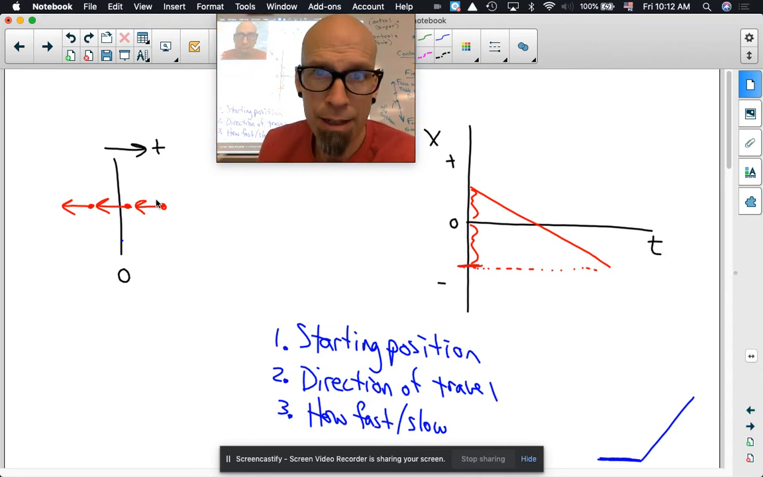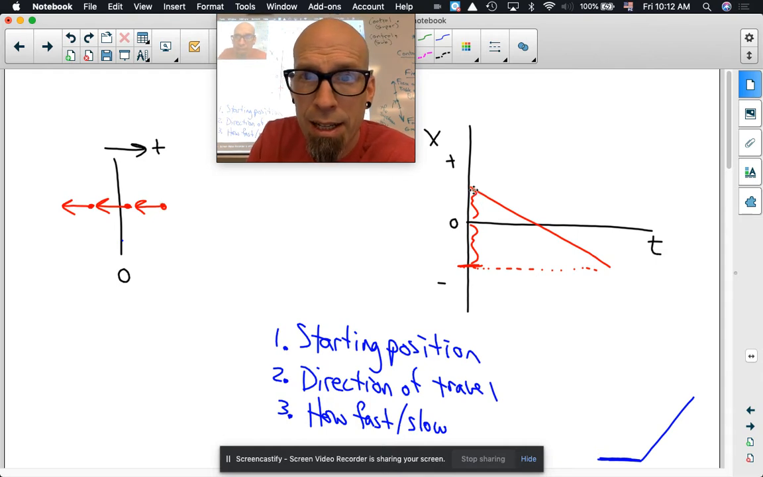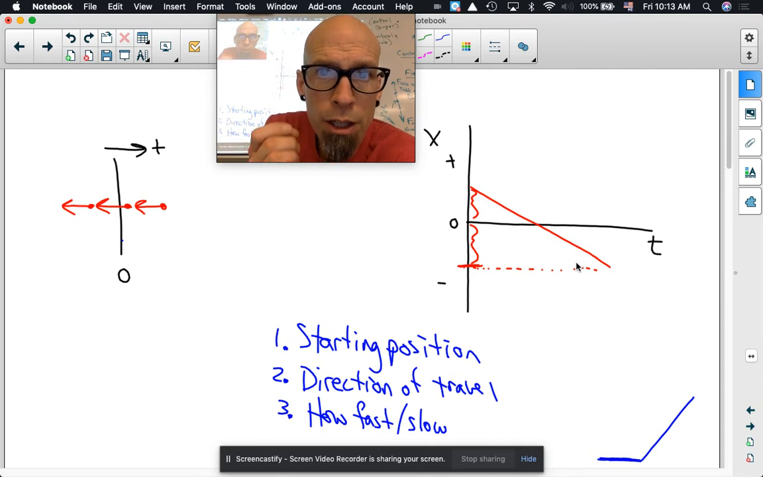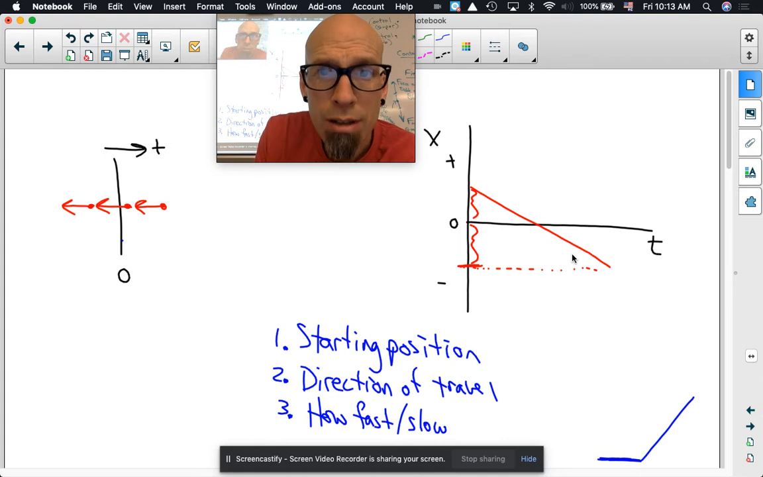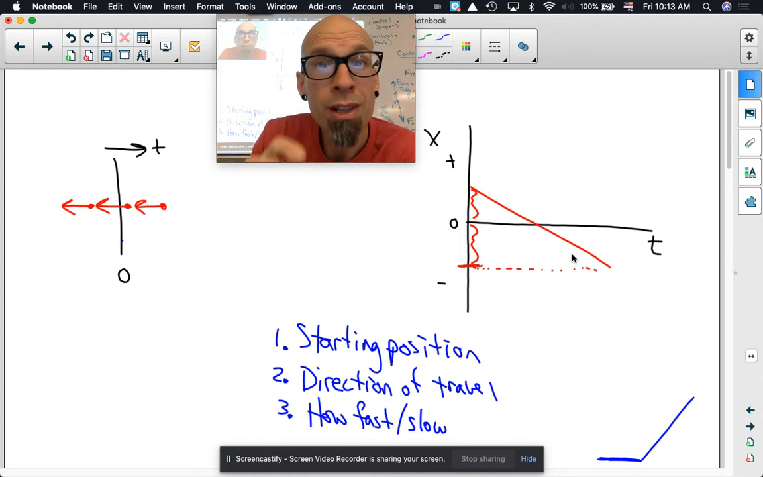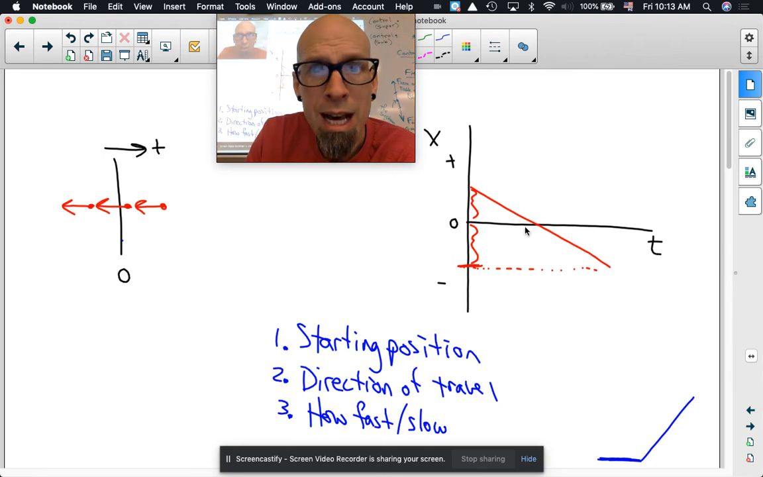Here's what you should not say. Do not say it starts up high and goes down. You're describing the line. Or it starts high and goes negative. Again, you're describing what the line is doing. I don't want a description of what the line looks like. I want a description of motion.